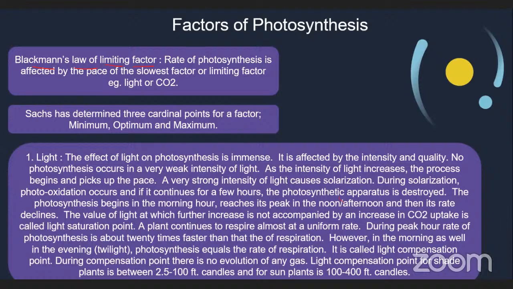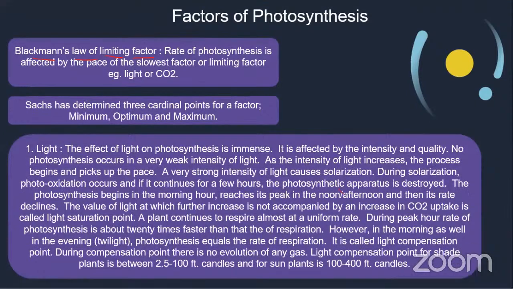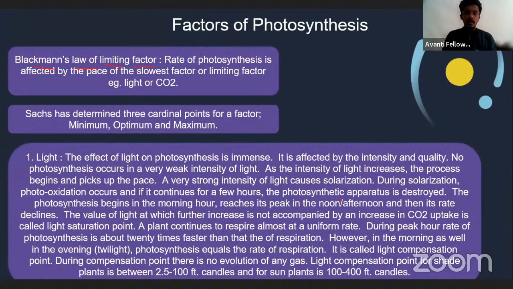I was saying that whenever we have more than one factor affecting the rate of photosynthesis, whichever shows the least minimum value of change, whenever it shows the minimum value of difference, that one will become the limiting factor. Now let's say that we have light as the limiting factor.